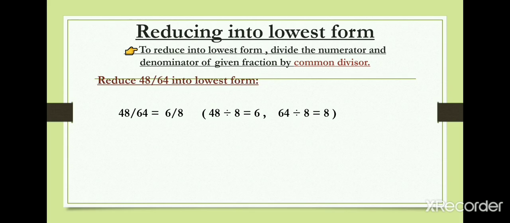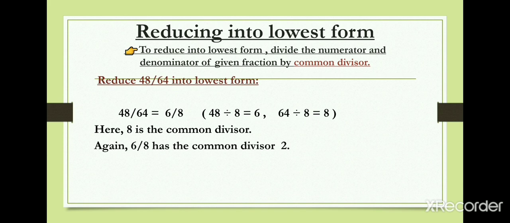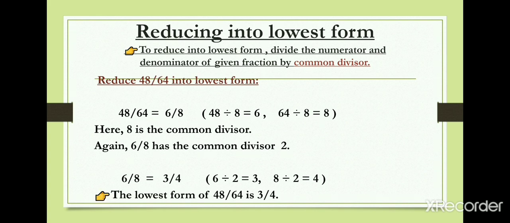First, I am using 8. So, 48 divided by 8 gives 6. 64 divided by 8 gives 8. So, we get 6 by 8. Here, 8 is the common divisor. Again, 6 by 8 has the common divisor 2. So, 6 by 8 is equal to 3 by 4. That is, 6 divided by 2 is equal to 3 and 8 divided by 2 is equal to 4. And then the lowest form of 48 by 64 is 3 by 4.